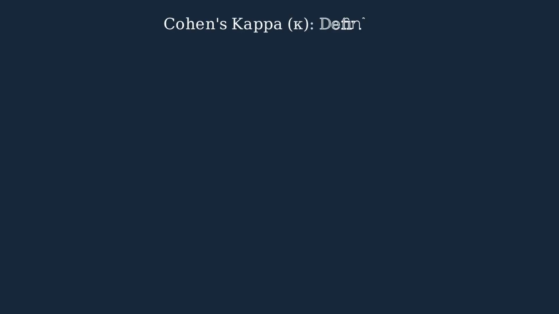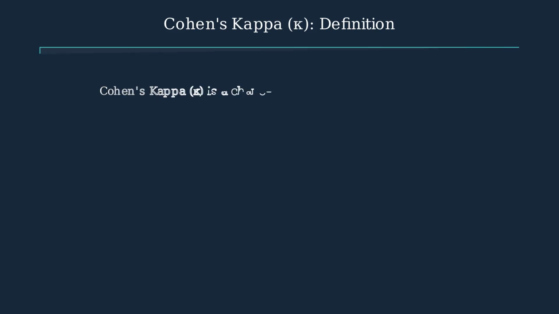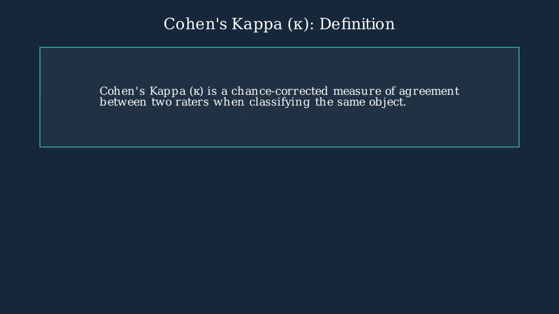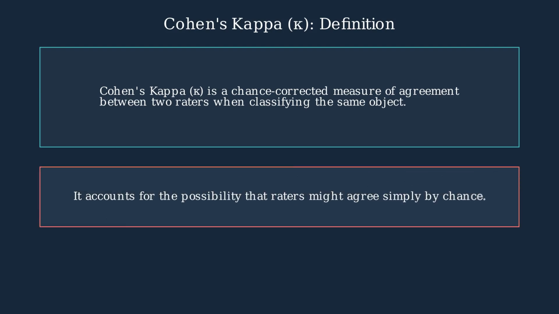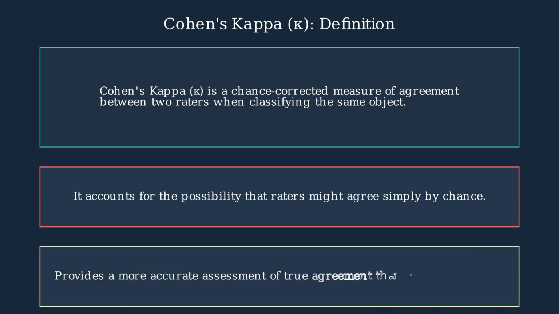Cohen's kappa, represented by the Greek letter kappa, is a statistical measure used to quantify inter-rater reliability. It is a chance-corrected measure of agreement between two raters who are classifying the same objects or subjects. While raw percent agreement simply calculates how often raters agree, Cohen's kappa goes further by accounting for the possibility that agreements might occur simply by chance. This mathematical correction provides a more accurate assessment of true agreement than raw percentages alone.